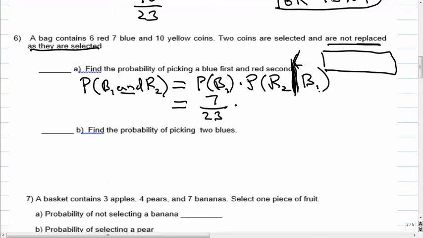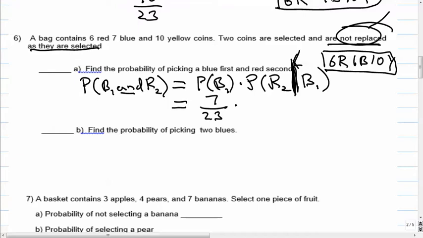I picked the blue first. I did not put it back. My world has 6 red, 6 blue, and 10 yellow to it. Remember, conditional probability: what happened to the world? That depends upon what you're given, and that depends on what you are doing. I'm given that a blue one was picked first. I'm told I'm not putting things back.